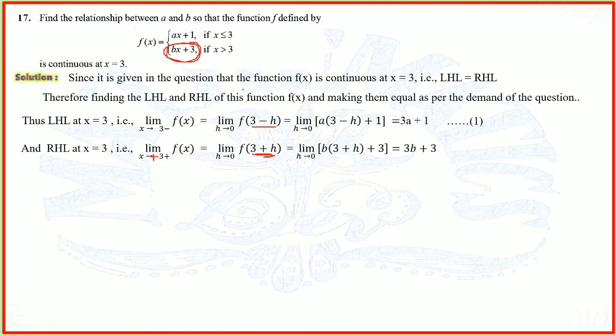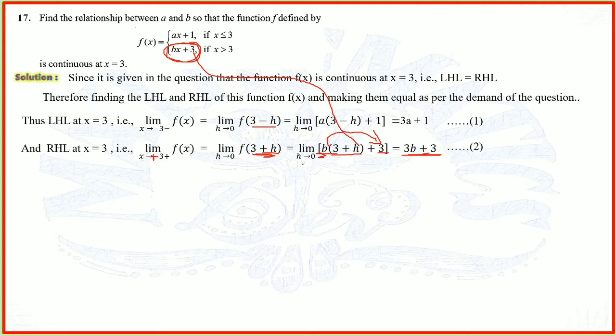So limit h tends to 0, b into x, meaning 3 plus h, and then plus 3. Now b into h, again taking limit h tends to 0, this becomes 0, then we have 3b plus 3. This is the value of the right hand limit, equation number 2.